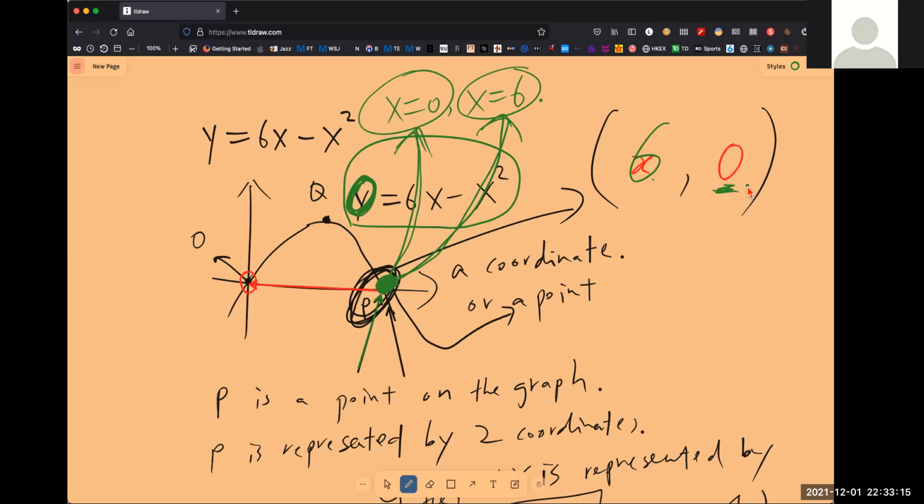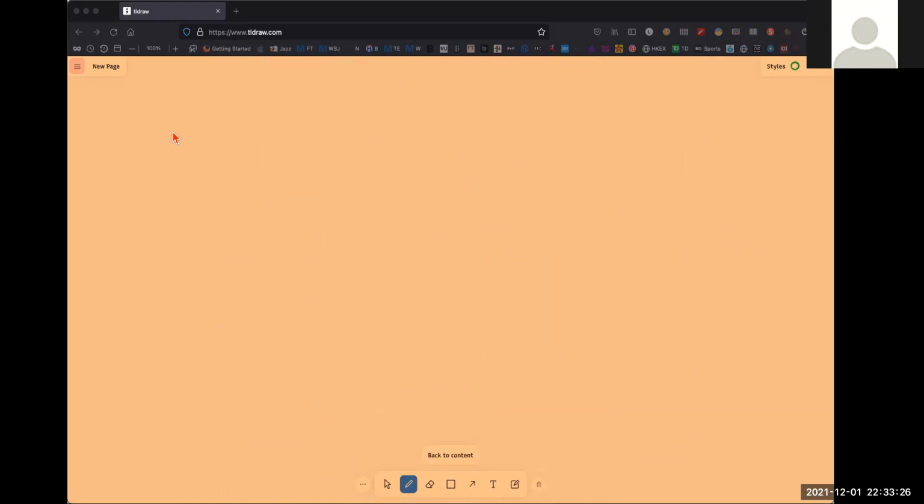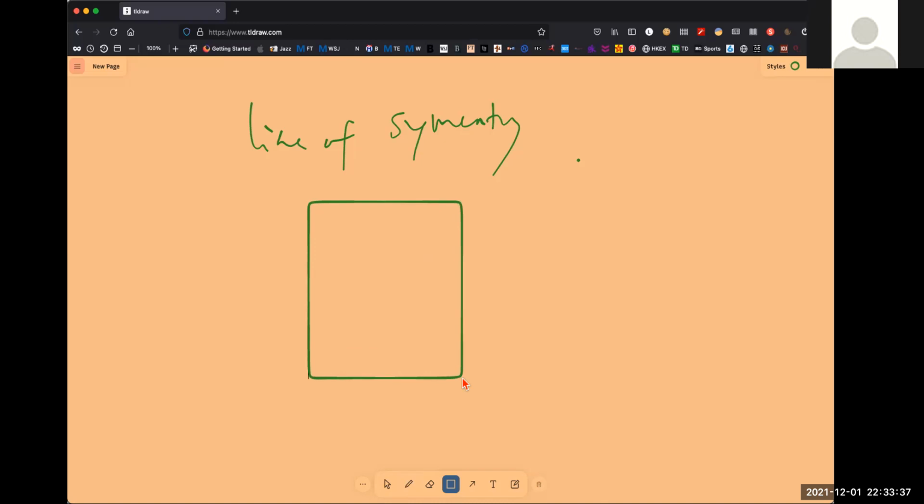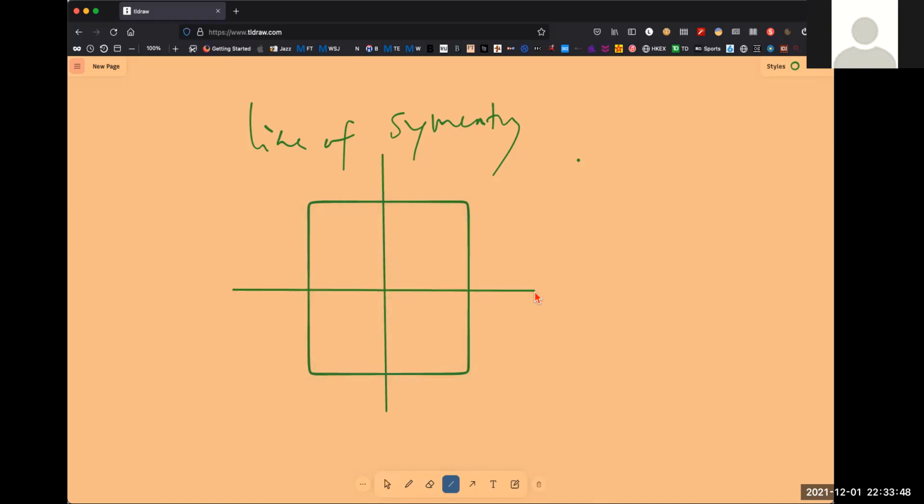The next question is write down the equation of the line of symmetry of the graph. So line of symmetry. Do you know what's the meaning of line of symmetry? Okay, so let me give you a few shapes. So if you have a rectangle, where is the line of symmetry? Here, right? If this is a square, just assume it's a square. Here is also a line of symmetry.